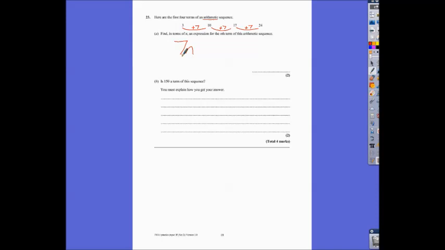Now the first number of the 7 times tables is 7. Our number is 3. So we need to take 4 off that. So the answer is 7n minus 4.